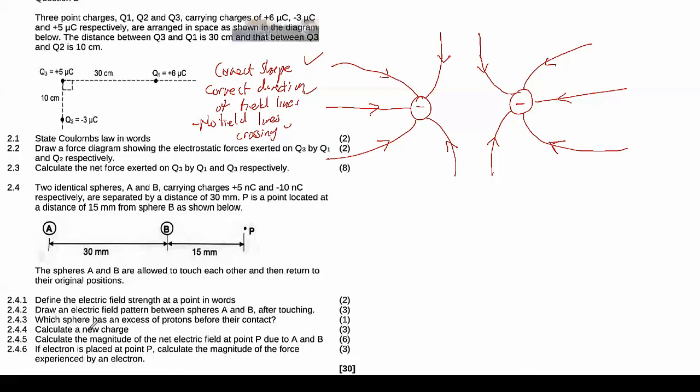Then 2.4.3 says which sphere has an excess of protons before their contact. Note, excess of protons, not electrons. Excess of protons.